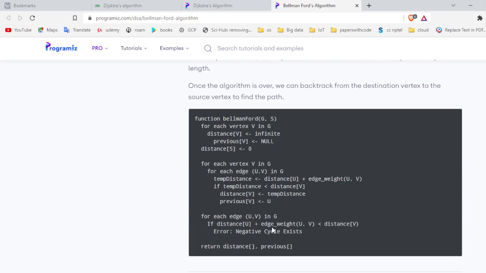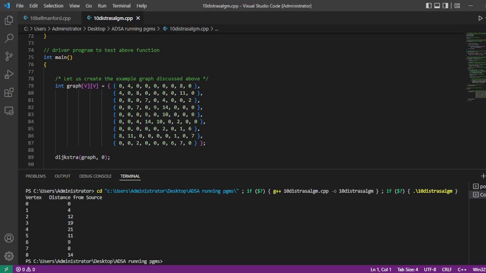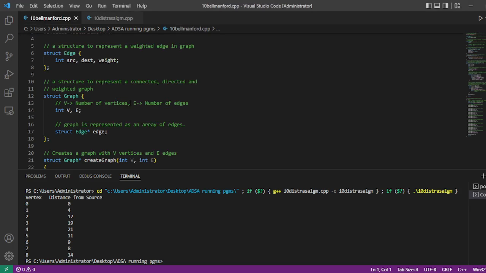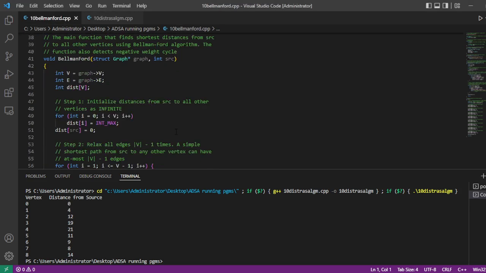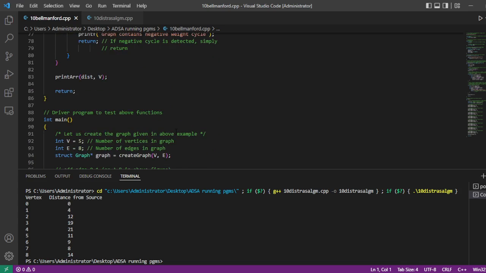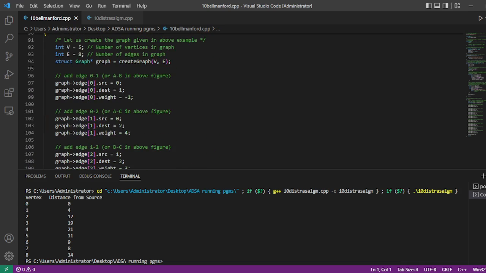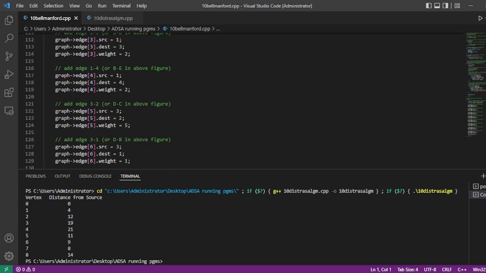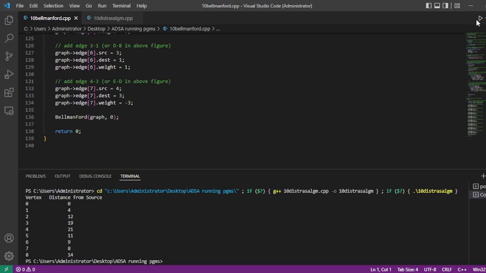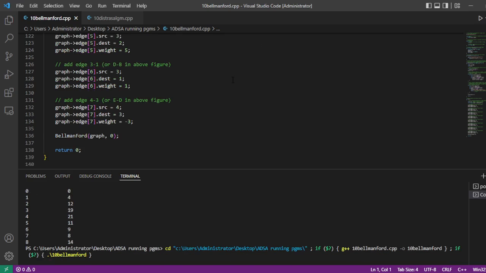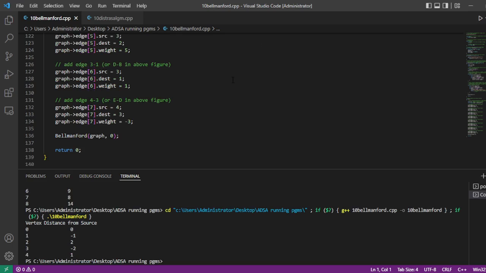So this is the pseudocode for implementation. Let's implement the Bellman-Ford algorithm. So we have source, destination, and weight. This is the way we are going to construct the graph. So source is 0, destination is 1, and the weight between 0 and 1 is -1. In a similar way, we create the graph and implement this Bellman-Ford algorithm, which gives you the shortest path in your graph with negative inputs.